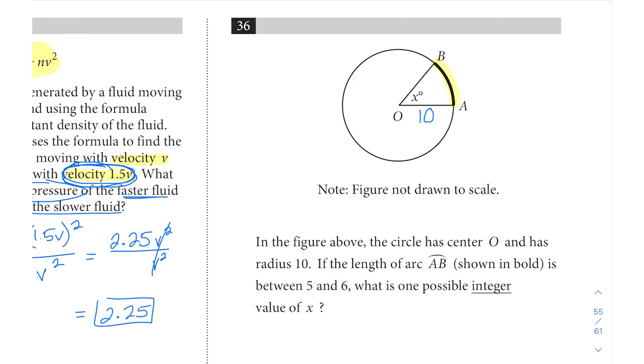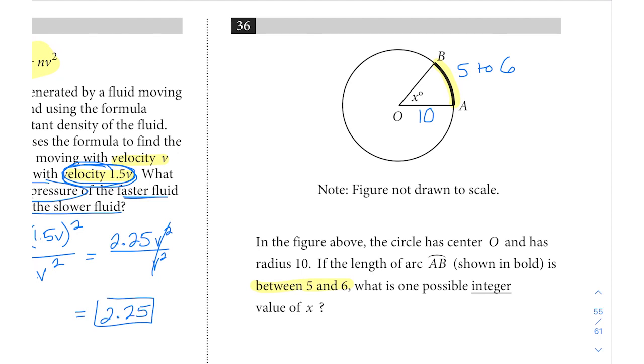And here it says, in the figure above, the circle has center O and has radius 10. All right. And they say if the length of arc AB right here is between 5 and 6, so it's somewhere between 5 and 6, what is one possible integer value of x?